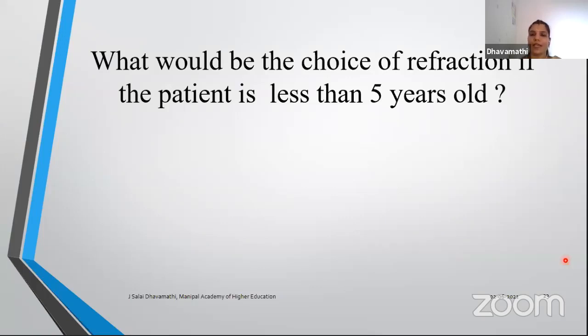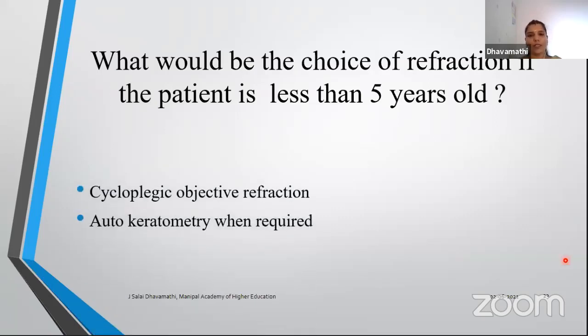So that is neonates, infants, toddlers, or preschool children. What would be the choice of refraction? When these kids come to your clinic, they are very young, so we cannot rely on their subjective response, right? So we can do a cycloplegic objective refraction or an autokeratometry when required.